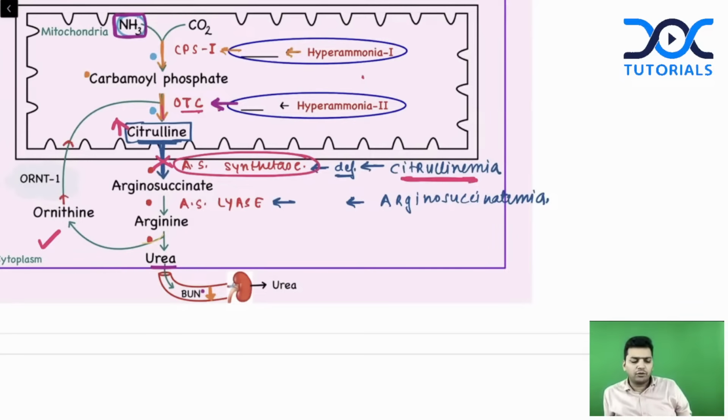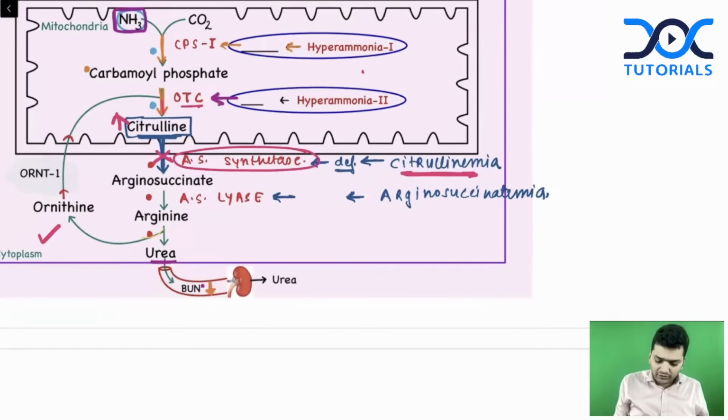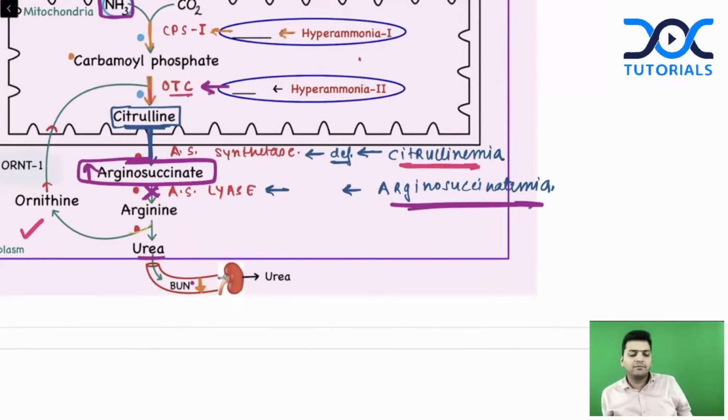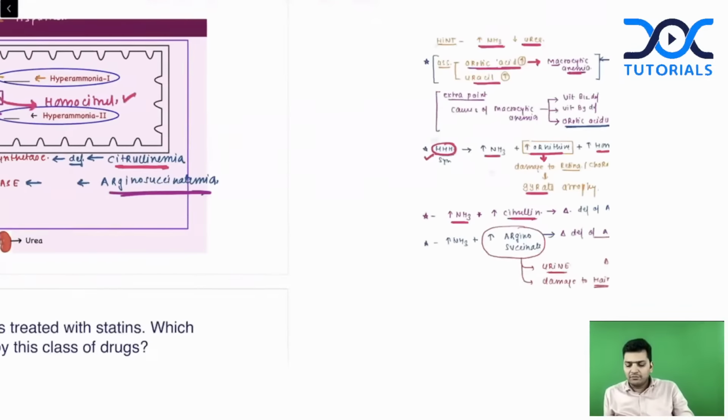That's not very important. What is very important is this next one. Now you will answer the question. If this enzyme is not there, this molecule, argininosuccinate, is going to increase, and that is called argininosuccinatemia. If argininosuccinatemia occurs, argininosuccinate is bad for hair. There's going to be a problem with the hairs. So if they say hyperammonemia with hair problems, they are talking about argininosuccinatemia.